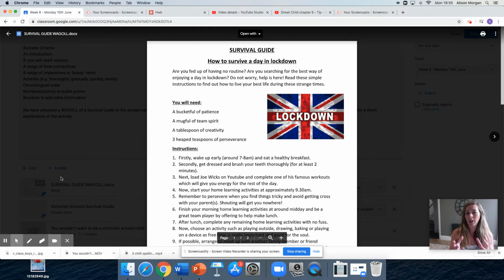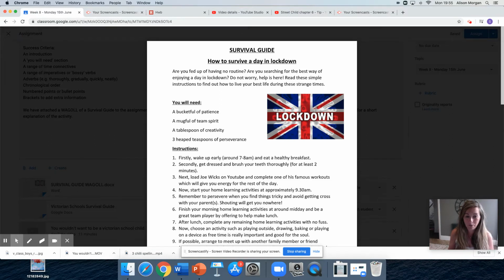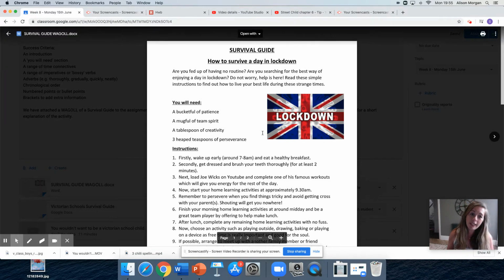So there's that introduction. So you might want to change it and say something along the lines of, are you finding it hard to survive a day in a Victorian school? Are you looking to avoid wearing the dunce's hat or having a cane punishment from the headmaster? Well, do not worry, help is here. Read these simple instructions to find out how to survive a day in a Victorian school. Something along those lines. And then you might want to insert a picture here of a school child or a Victorian school.